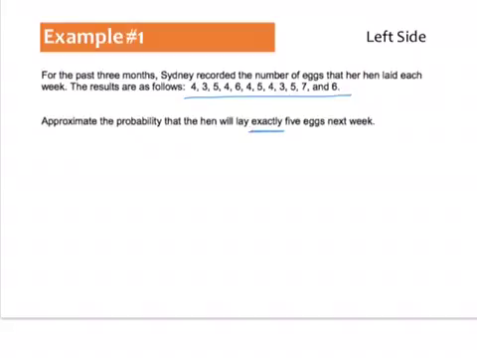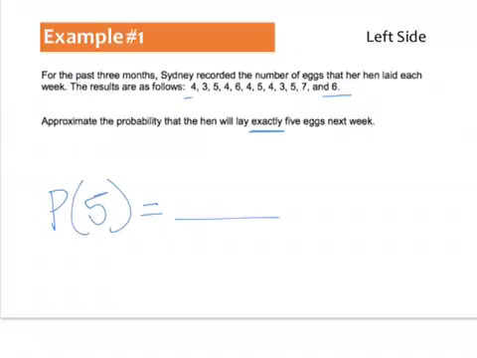Now, the vocabulary when reading a probability problem is really important because here it says exactly. So do we want to know anything above or below 5? We don't. We want to know exactly 5. So we want to know the probability of laying 5 eggs. So here's how we're going to do that. Well, I need to know the total number of times that we counted. So we counted 1, 2, 3, 4, 5, 6, 7, 8, 9, 10, 11, 12 times. And I counted all of these particular numbers right here to figure out that we counted for 12 weeks.